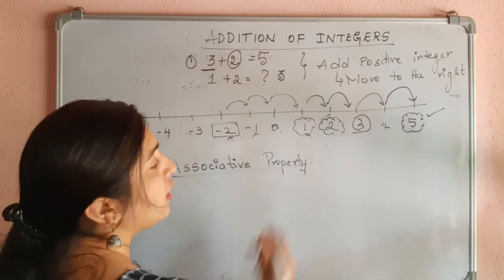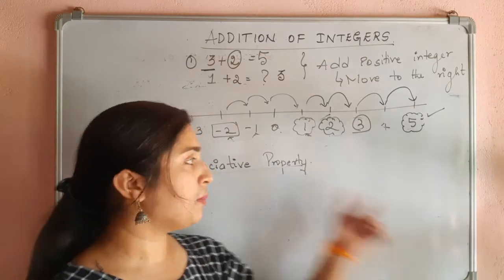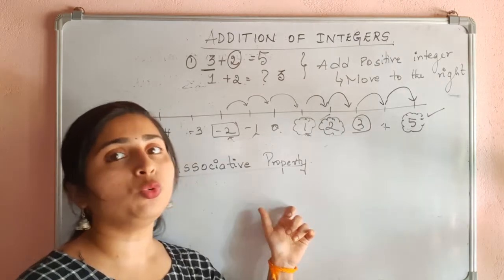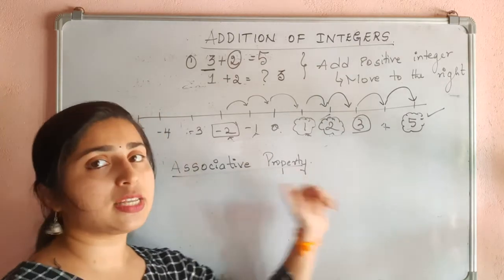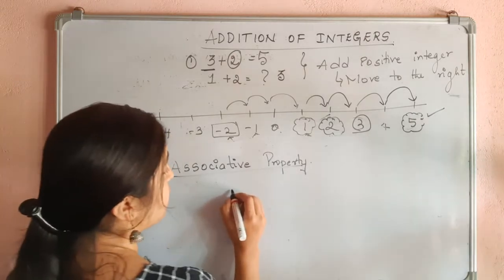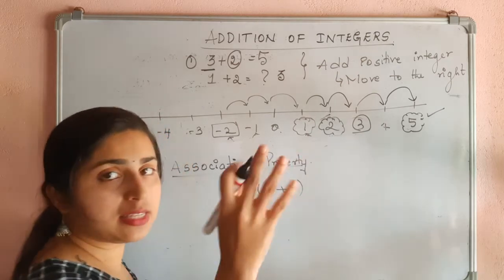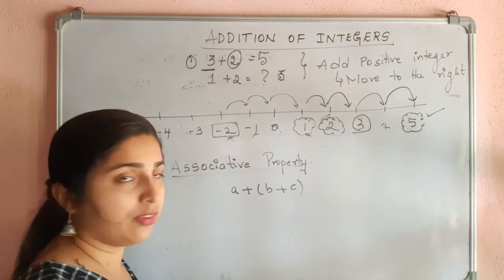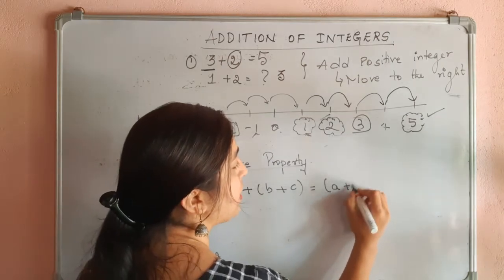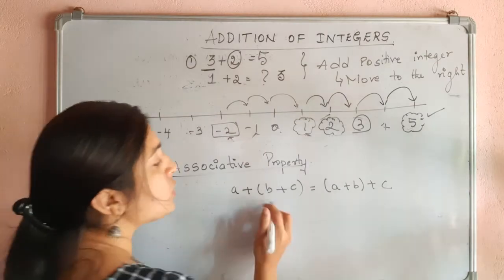You know that addition is associative for whole numbers. Similarly, we can consider integers, and let us prove that addition is associative for integers too. Here I will consider (A + B) + C, where A, B and C are integers in general. (A + B) + C is equal to A + (B + C). This is the associative property.